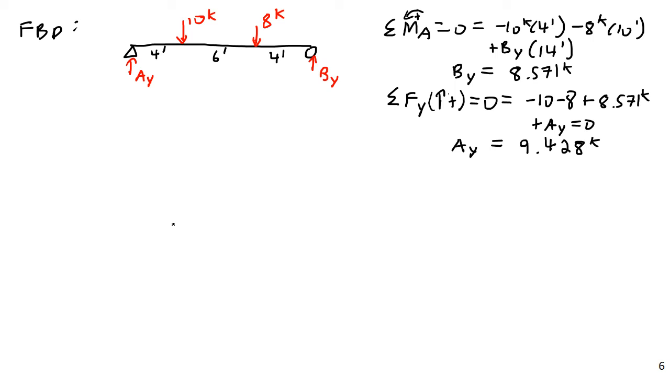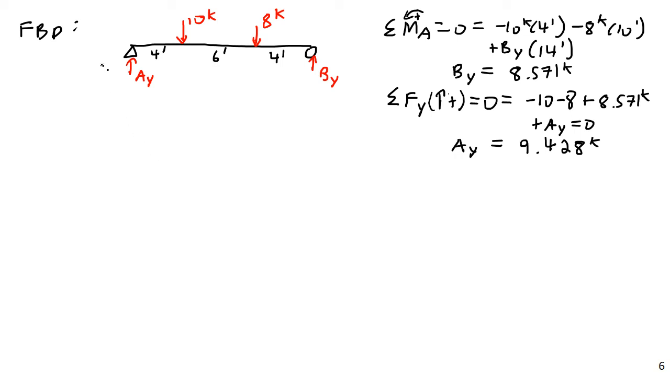And what I'm going to do is use the method of inspection. And the method of inspection, again, is based on an area principle, where the change between 2 points in the area under the distributed load diagram will be equal to the change in the shear diagram. And the area under the shear diagram will be equal to the change in the moment diagram.